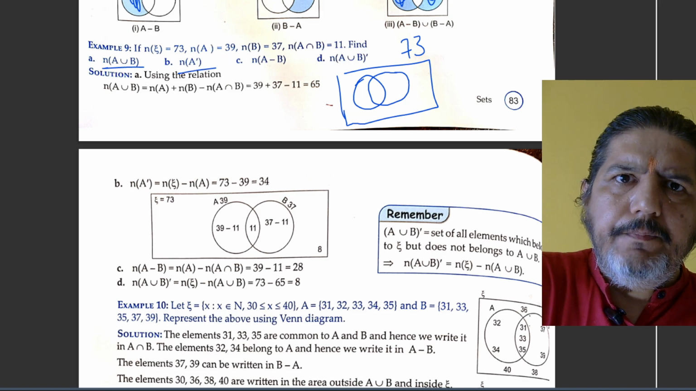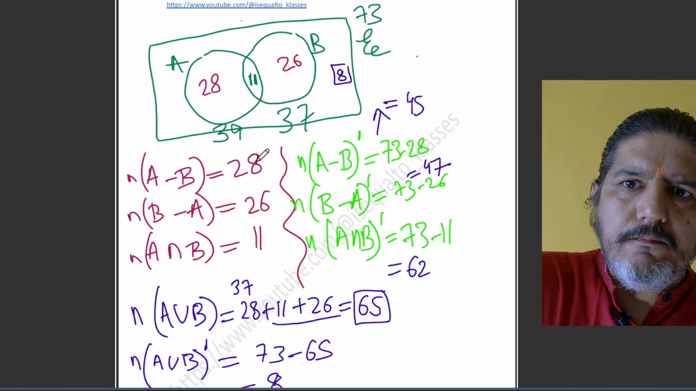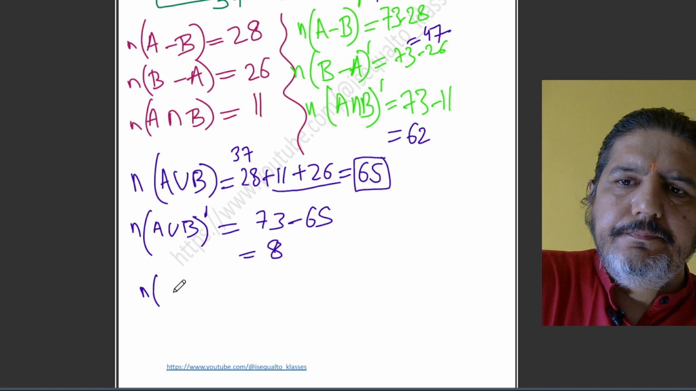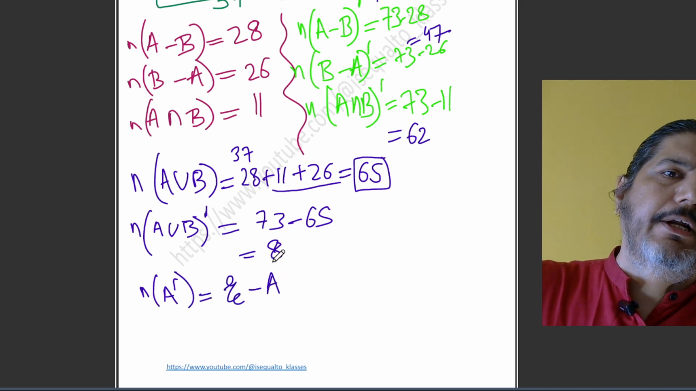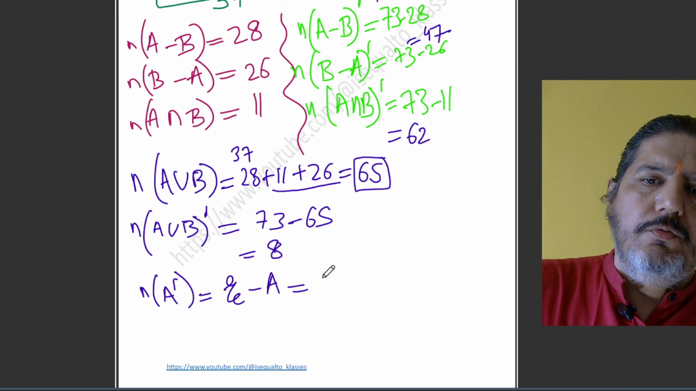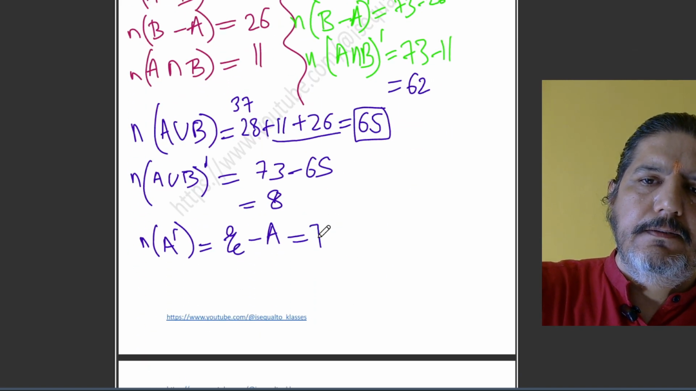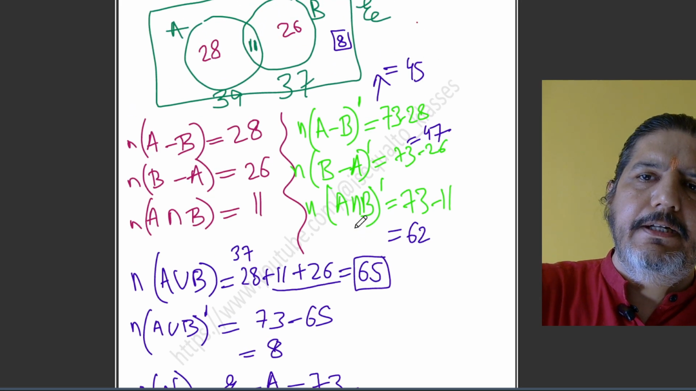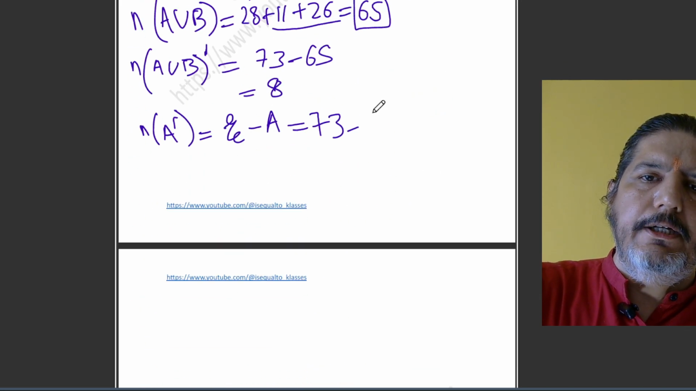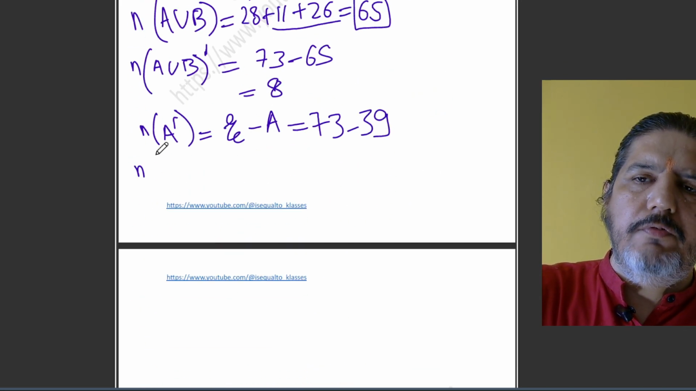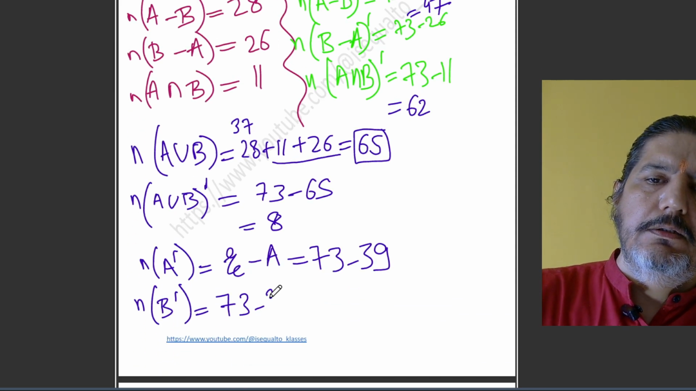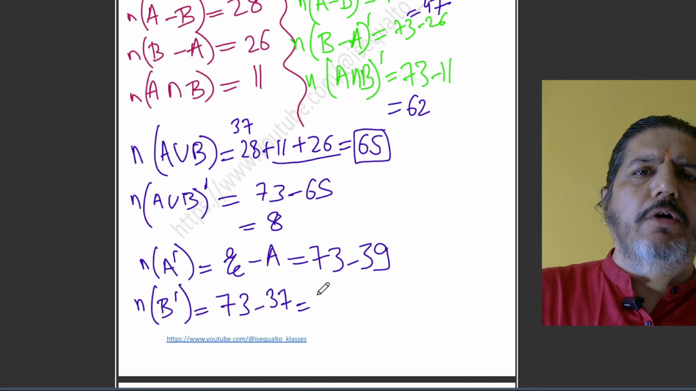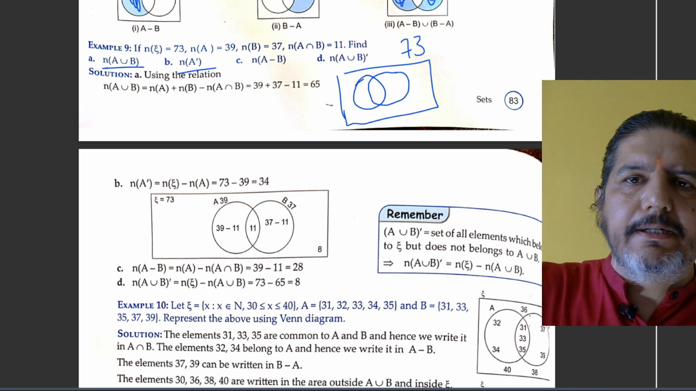So n of A complement would be the universal set minus whatever number is there in A. So if universal is 73, minus whatever is there in A, A was 39. If you had to find n of B complement, that would be 73 minus whatever is there in B, 37. So I'm adding a lot of extra questions also so that you really understand what is going on.